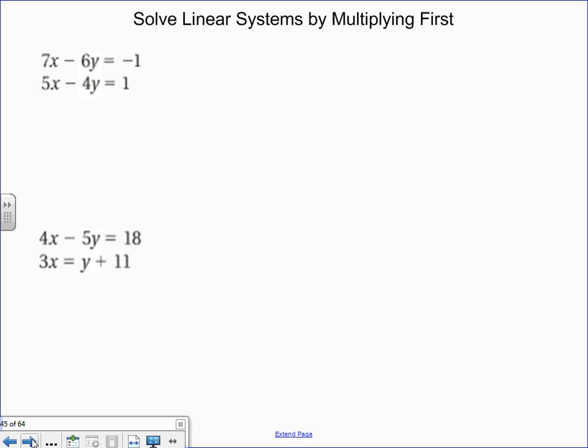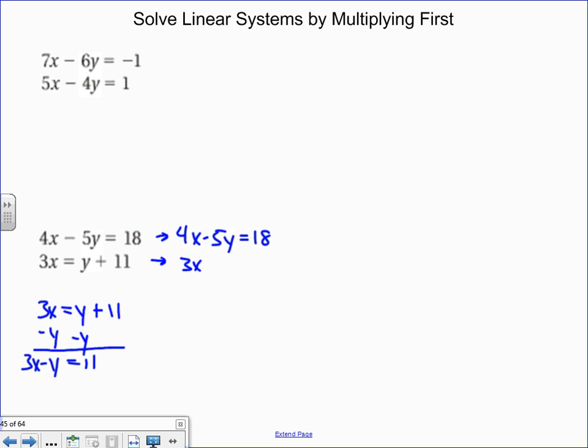Okay, these next ones, go ahead and work on your own. The second one here I'll help you with just a little bit. The second equation in this one, you need to rearrange it so that it looks like the first one. So I need to subtract the y from both sides. So I get 3x minus y equals 11. Now it's in the same order as the top one. So now I'll have 4x minus 5y equals 18, and we'll have 3x minus y equals 11.